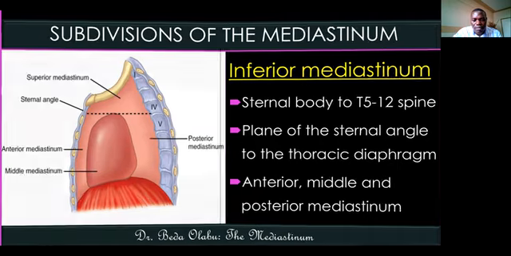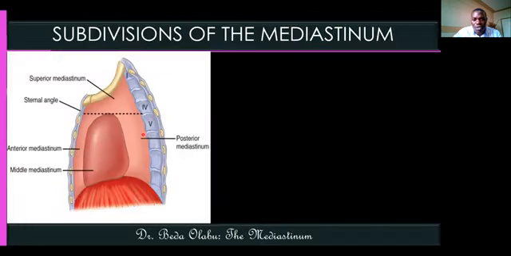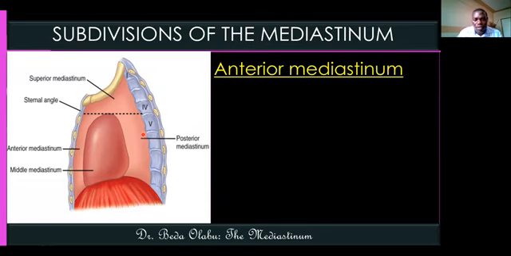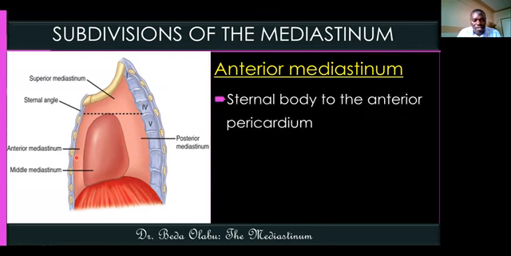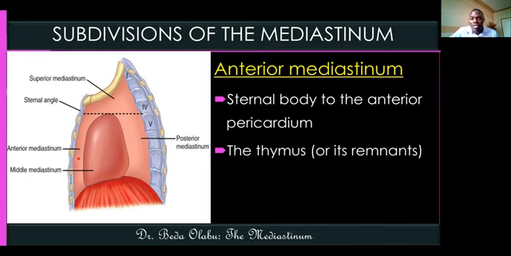Let's look at each of those components of the inferior mediastinum. We start with the anterior mediastinum, which is this region. So the anterior mediastinum extends from the sternum here up to the anterior pericardium, pericardium being the covering of the heart. So this is the anterior mediastinum. What structures are in the anterior mediastinum? We have the thymus there still. I told you that the thymus extends from superior to inferior. So specifically, inferiorly, it extends into the anterior mediastinum.